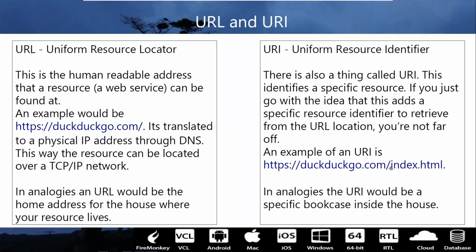And that's a subpage within DuckDuckGo. That's actually a URI. Mostly the web services that you'll be using will have a URI. So you'll have a basic address like google.com, duckduckgo.com, and you'll have some slashes after that and a specific location for your resource. And that's a uniform resource identifier. So if I'm talking about a URL, it's just an address. If I'm talking about a URI, it's a sub-address. So it's a specific bookcase, for instance, inside the house, or a specific room inside the house, if you will.